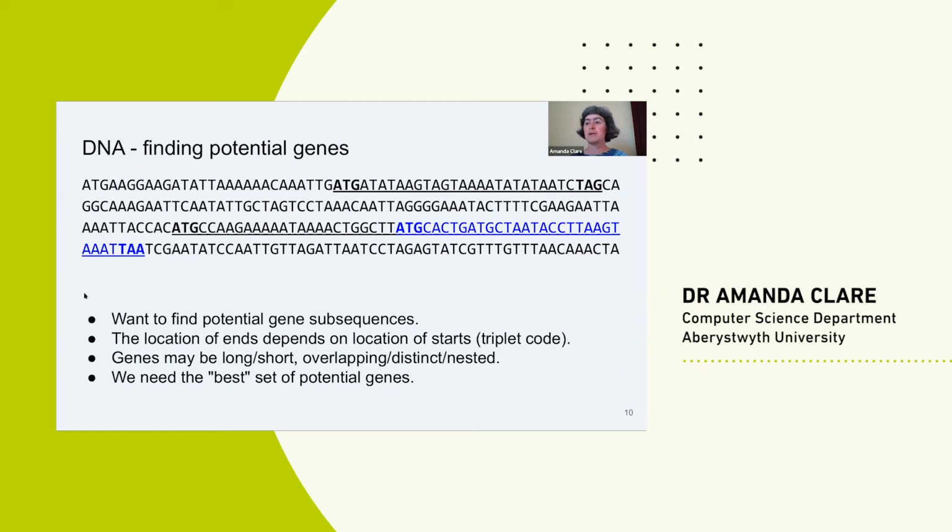So this is a problem where we want to find potential gene subsequences. So we want to find subsequences encoding potential genes. And the locations of the ends depend on the locations of the starts. And we know that they have to be a number of bases apart that is divisible by 3. And they might be long and they might be short. They might have all sorts of different properties. And they might be overlapping. They might be distinct. They might be nested entirely within each other. And the problem is that we want to find the best set overall of potential genes. So we're looking for intervals within the DNA sequence that fit a load of characteristics.